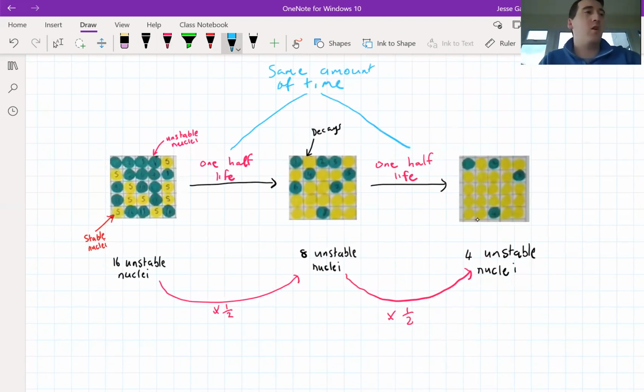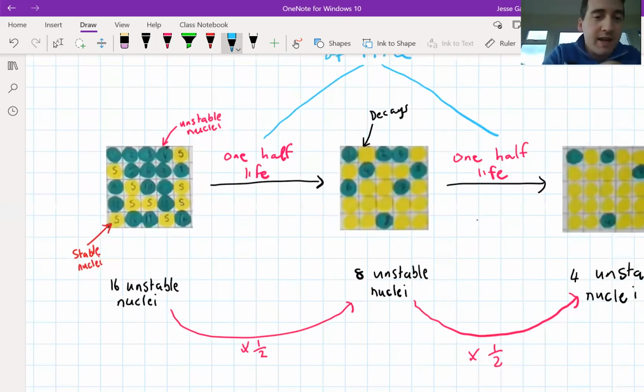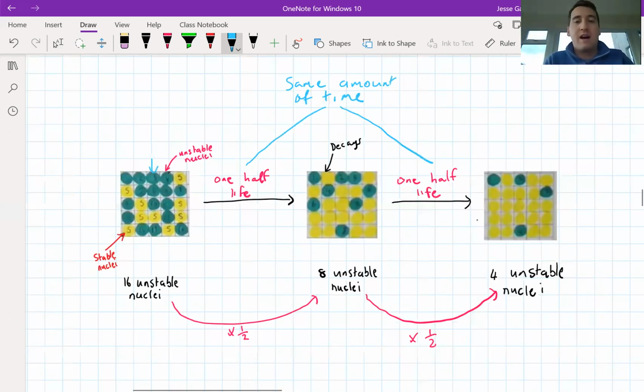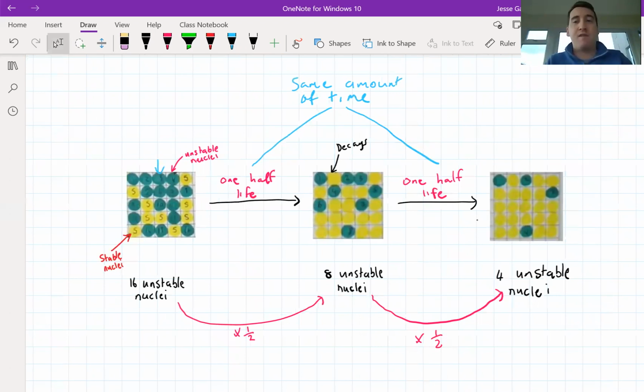Like we said before, there's no way of predicting exactly when each particular atom is going to decay. There's no point in looking at, okay, let's look at number 3. When is that going to decay, this one here? We don't know that. But what we do know is that after a certain amount of time, half of them will have gone. Half of them will now be turned into yellow ones. They will be turned into stable nuclei. And only half of the original unstable nuclei will remain. We call this amount of time one half-life.